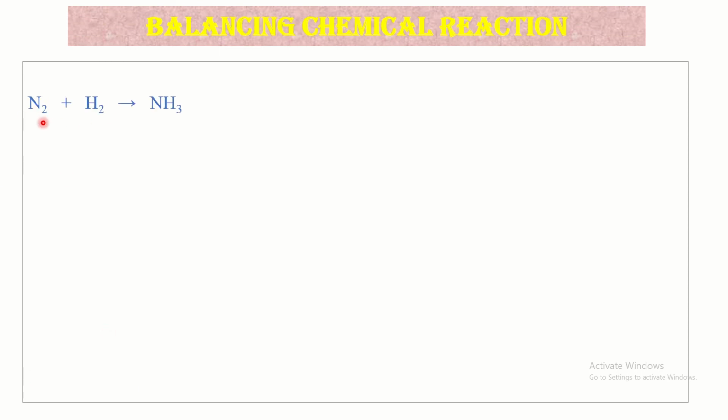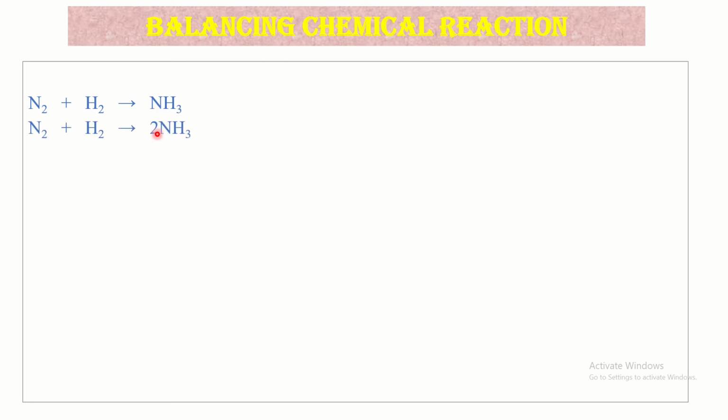Again, look here, there are 2 atoms nitrogen and 2 atoms hydrogen, but in the product side there is 1 atom nitrogen and 3 atoms hydrogen. Now for this reaction, if you want to balance hydrogen first, this is difficult because there are 2 and there are 3. So at first we will balance nitrogen. There are 2, there is only 1. So what will we do?